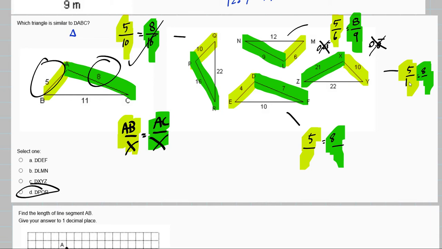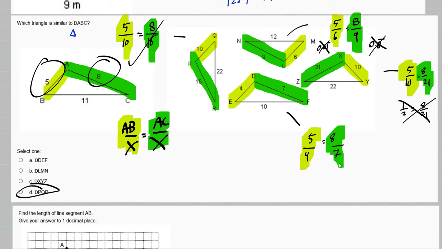Here, 5 over 10 and 8 over 21. 5 over 10 is a half. And 8 over 21, if we do this by reducing fractions, we could reduce this one to a half, and we could reduce this one to nothing, just 8 over 21. Those are not reducible to the same fraction. They're not equal.